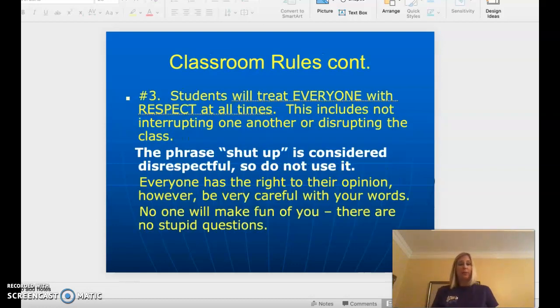Next, it's all about respect. You will treat everyone with respect. I will treat you with respect. You will treat me with respect. It again is equal on all levels. We're not going to interrupt each other when we're talking. We're not going to disrupt the class in any way. We're not going to use the word shut up towards anyone. That is considered disrespectful. You will never hear it come out of my mouth. So I expect the same when you are speaking with your peers. You be respectful with them.